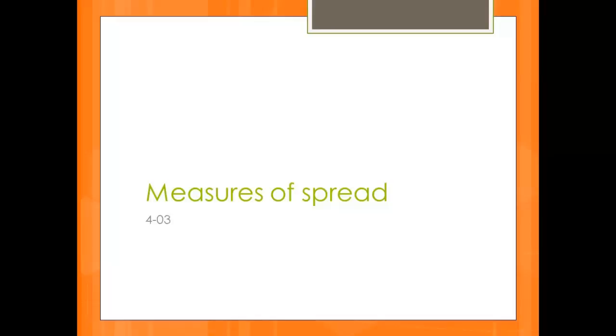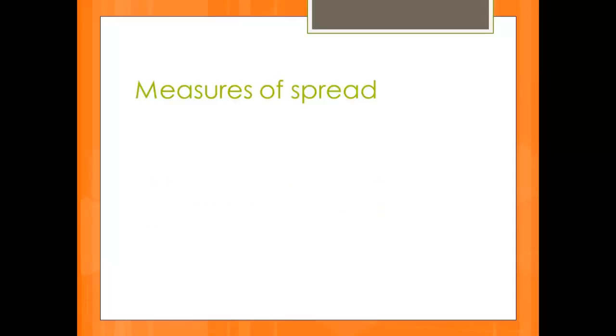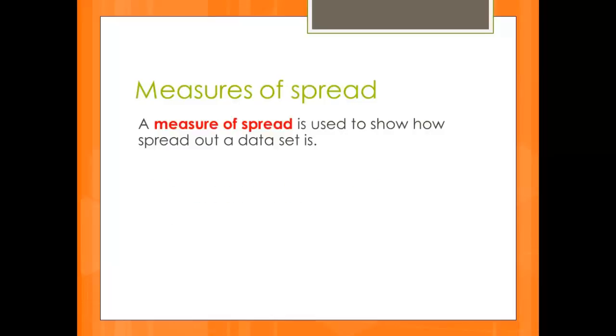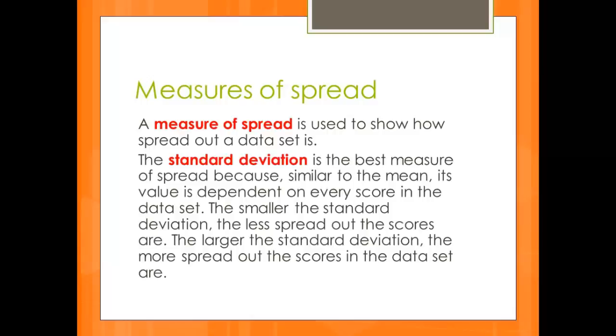This lesson looks at how to measure the spread of a set of data. We've seen how measures of location, such as the mean, median and mode, give us information about the centre of a data set. Measures of spread indicate how spread out a set of data is. The most reliable measure of spread is the standard deviation, since its value depends on all of the scores in a data set.